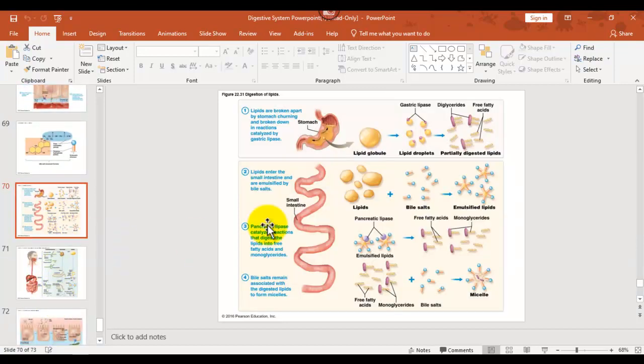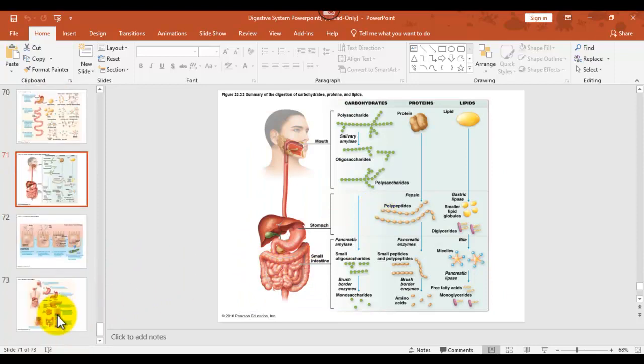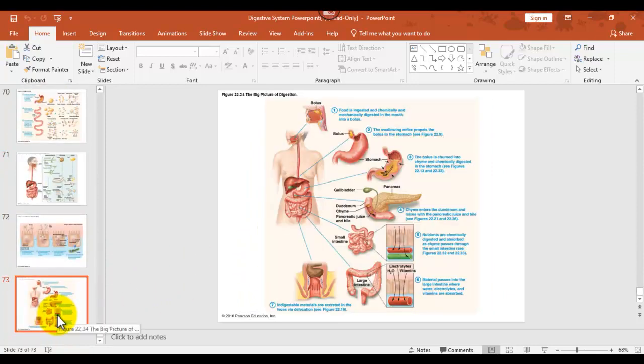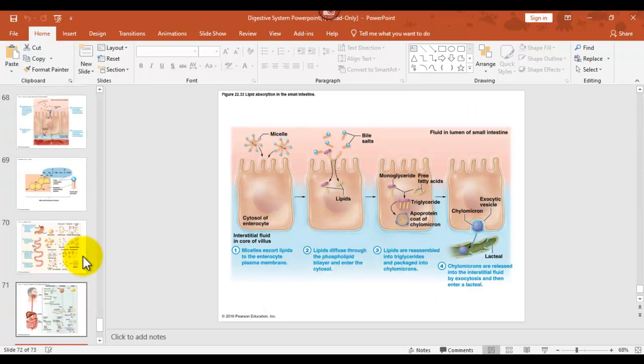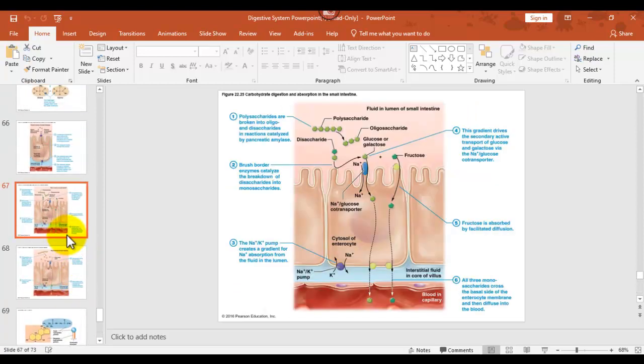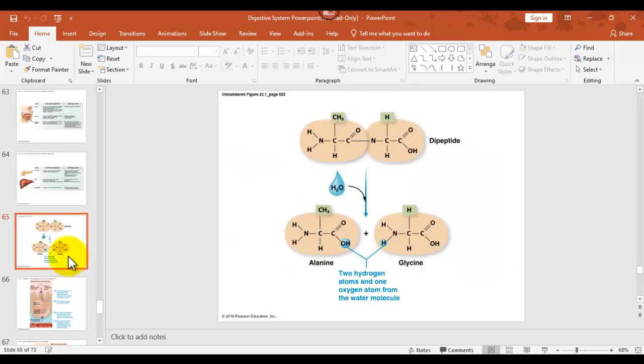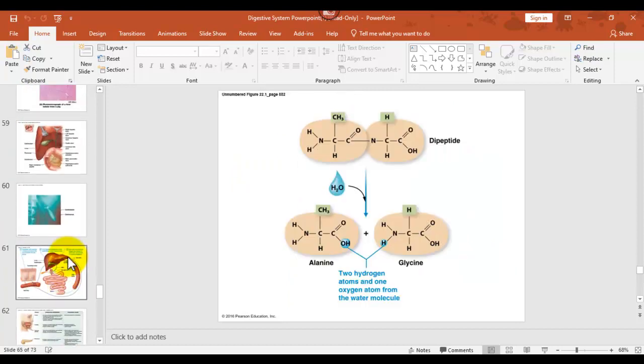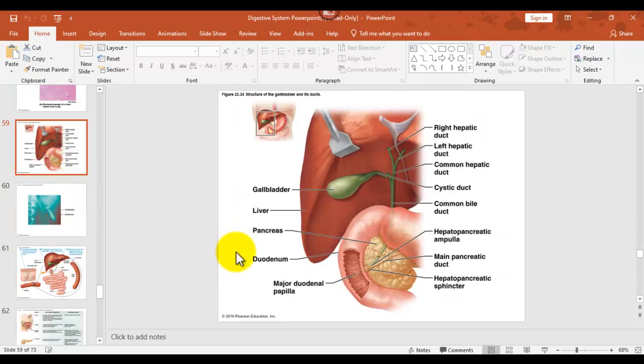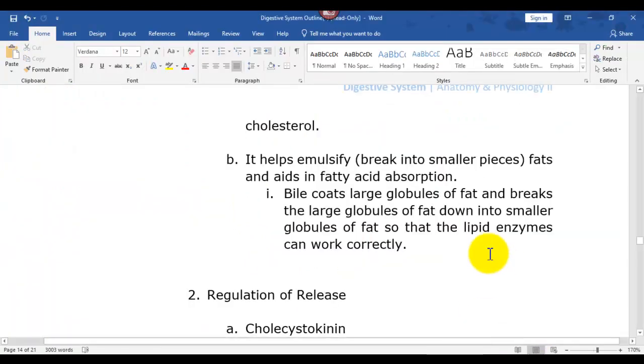Now, I apologize. Let me find... Here, these are some great pictures, and I'll show you this at the end. That's showing all the detailed breakdown, and maybe it might be for another day, but yeah, the bile helps break down the big globules into smaller ones.